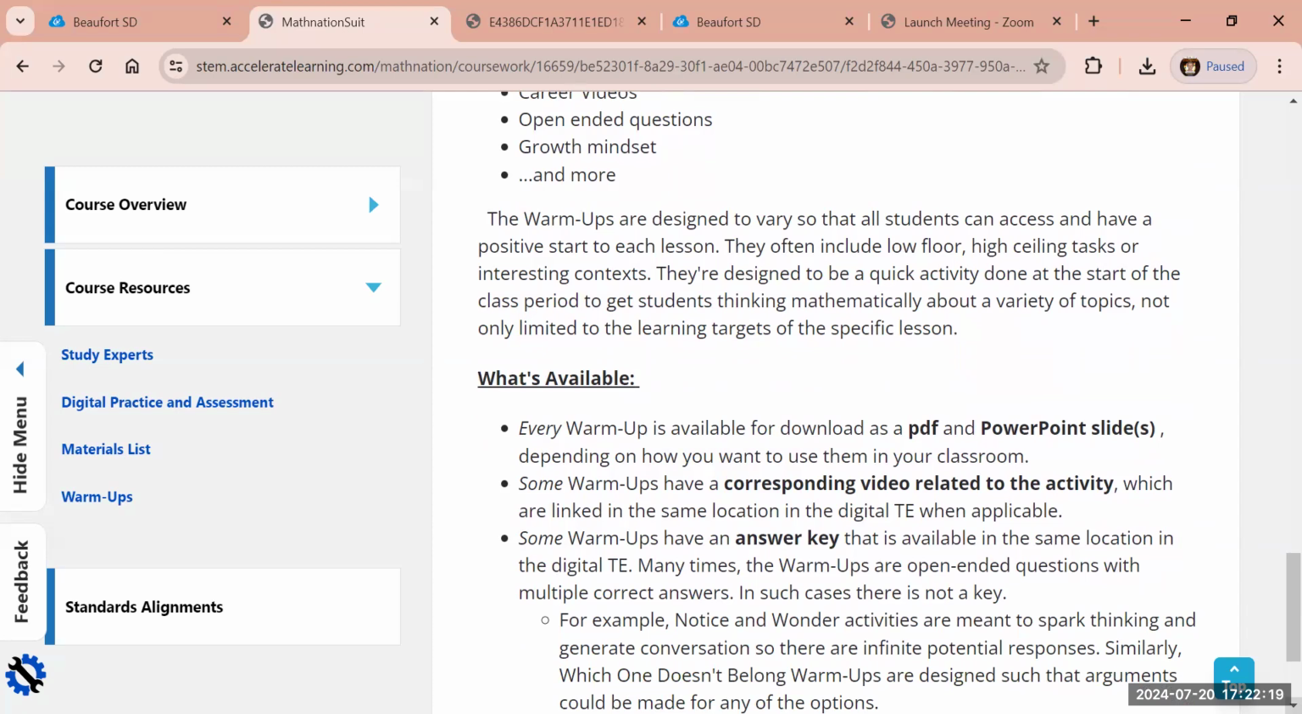Oh, that is Math Nation. They've uploaded everything that my district uses as a PDF and PowerPoint slides, depending on how you want to use them in your classroom. So you see, teaching in the States is so easy. Everything has been done for you. What do you have to do? You just have to use some activities to engage your students. That's all. Everything has been designed for you. PDF is there, PowerPoint slides are there, depending on how you want to use it in your class. Some of our warm-ups have corresponding videos related to the activity.